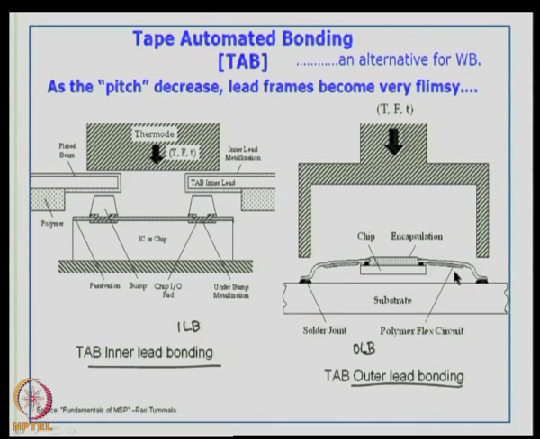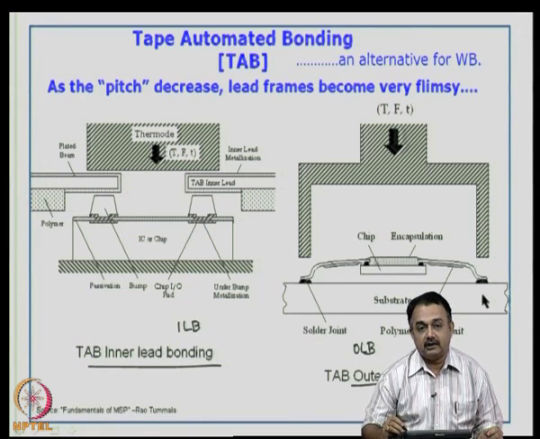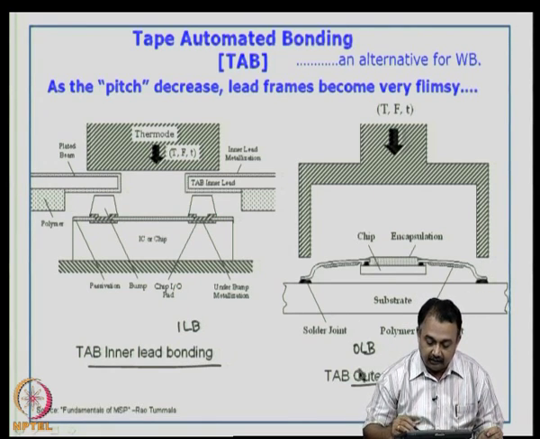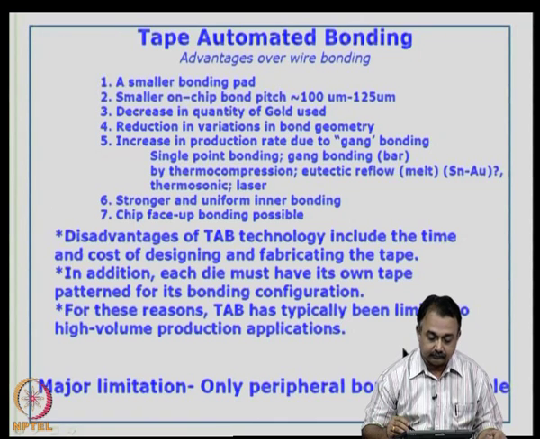This is the advantage of using tape automated bonding, where the lead frames, although they are very small in size in terms of pitch, they can be very flimsy. They do not bridge each other because they are held by the polyimide tape. Now, you can see that there is a solder joint on which the lead frame is resting, and then you are doing a thermocompression bonding. So, this is how ILB and OLB are generated in a tape automated bonding process.